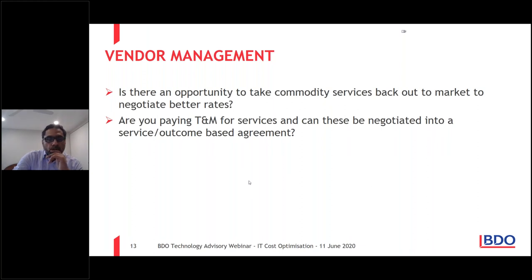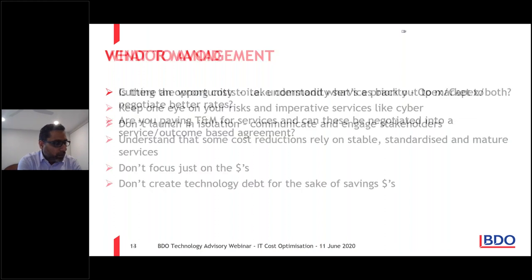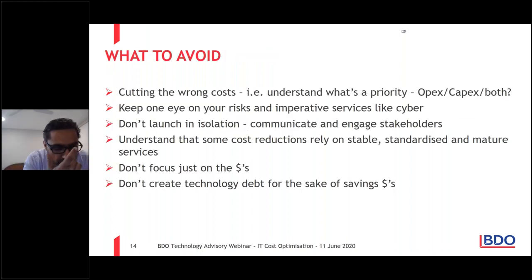Now, I've got a couple more pages to cover, so we'll try and cover them, and then there is one more question on the chat, so we'll take that time permitting. I'll go on to the next slide in terms of what are the things to avoid.